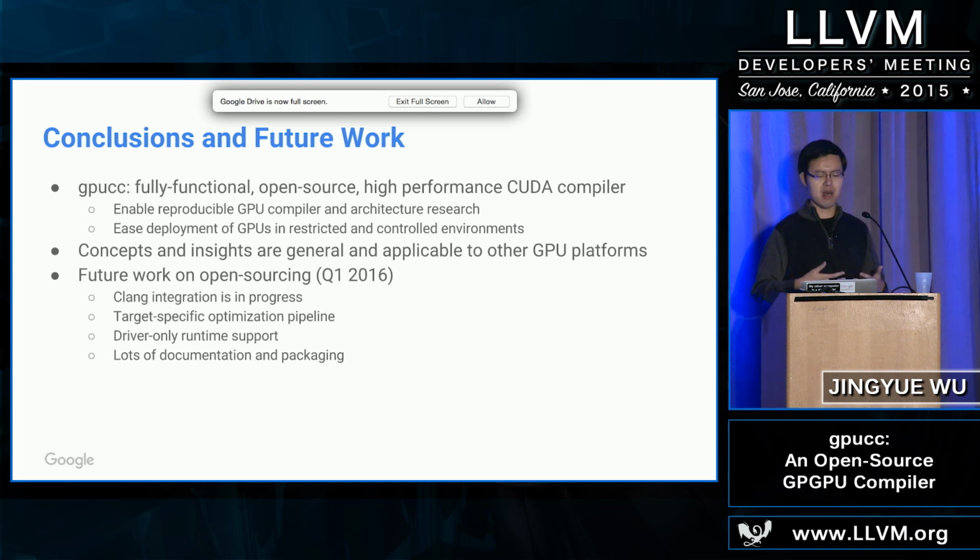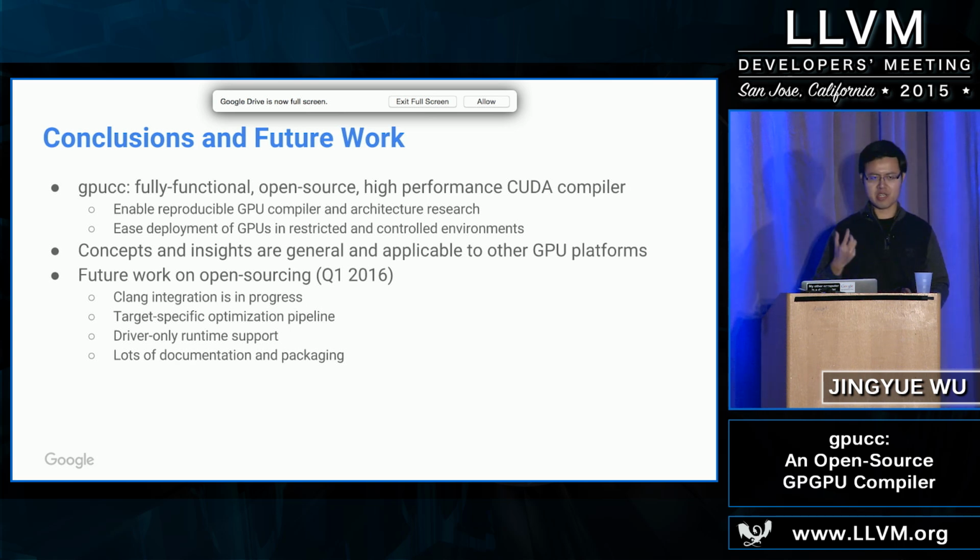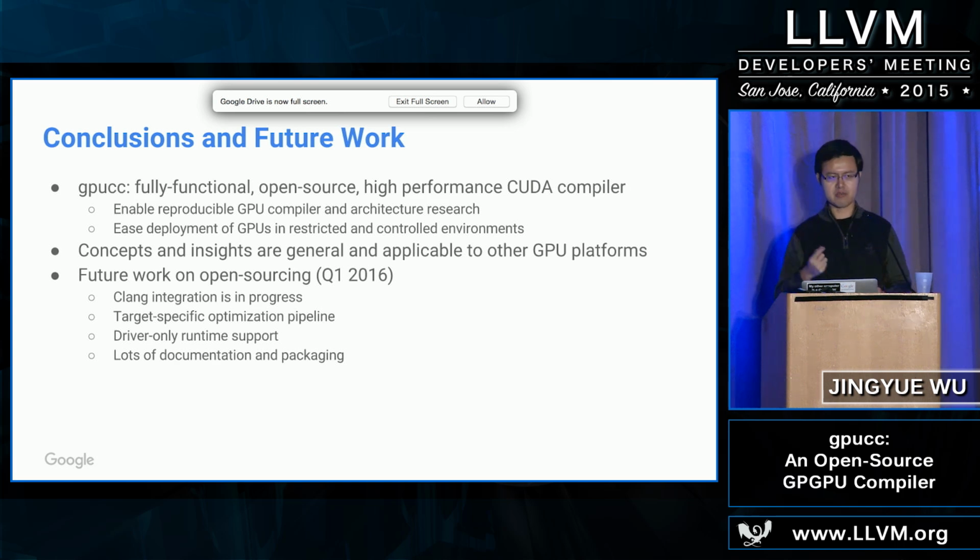So as an open source effort, the future work is we want to get the Clang integration done. It's actually pretty close, but not there yet. We also want to have a target-specific optimization pipeline, because we did modify the order and add several new optimizations in the pipeline. We also want to support a CUDA driver-only runtime, because we want to avoid depending on the CUDA runtime API, which is another binary blob. Finally, lots of documentation and packaging so that people can use it.